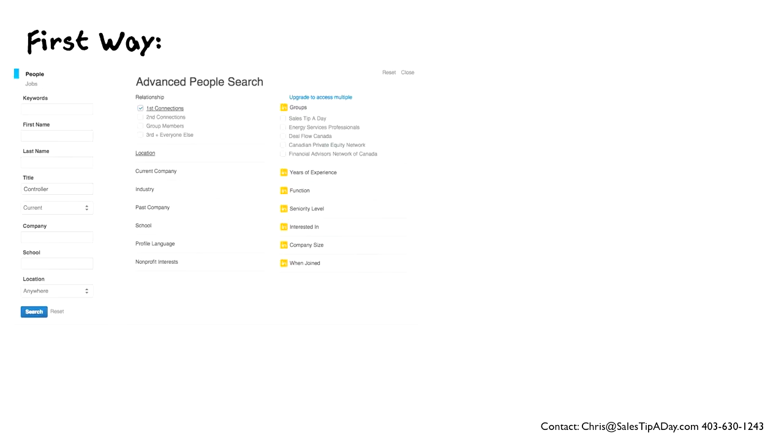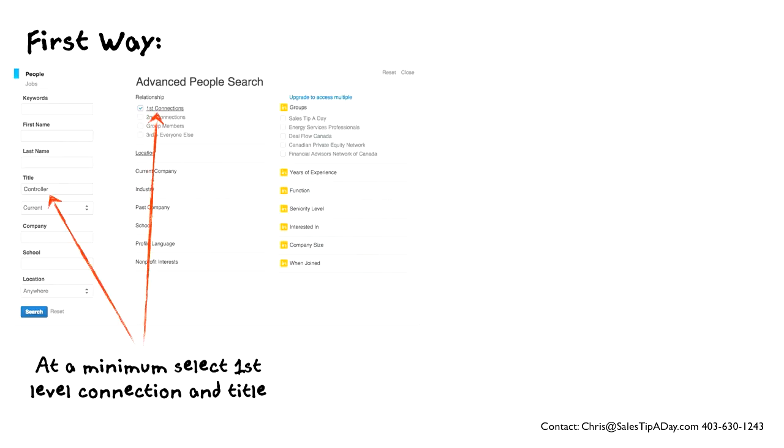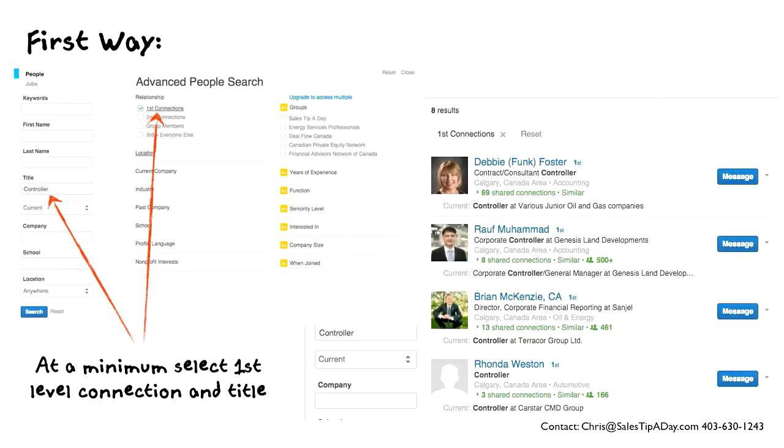So first of all, if I want to find a specific person that works in a specific role that's in my first level connections, then at a minimum, what I want to do is put a title in, or even at a keyword level, put something in that would be descriptive of what that role might be. And I also want to fill out the first level connection. So in this case, I'm looking for anyone that's a controller that's a first level connection. You can add extra filters on here if you want to try to get it down to specific areas or company sizes. But at a minimum, you have to select at least a title and a relationship level. In this case, I get 8 results that come back.